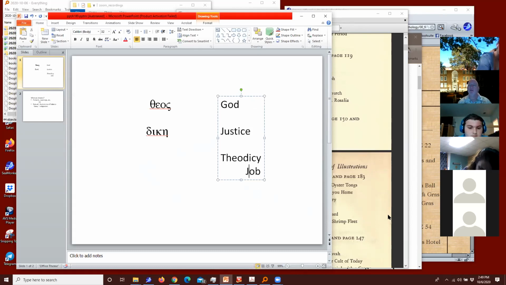We have two men who are suffering because of negative supernatural interventions, let's say. Job is suffering because of Satan, and Odysseus is suffering because of Poseidon. And yet the gods are anxious in both cases to vindicate, you could use that word, to vindicate their role in the universe.